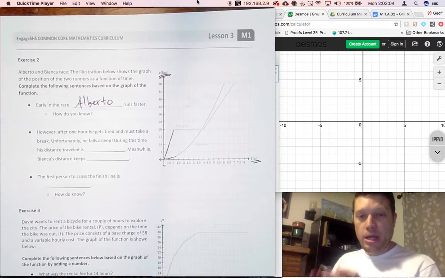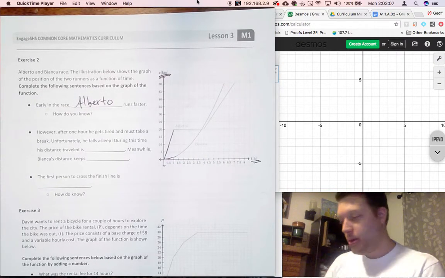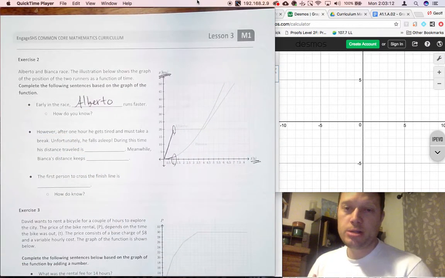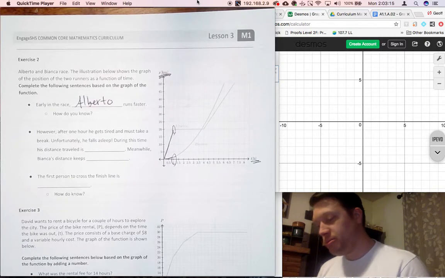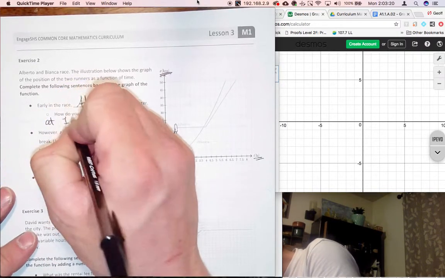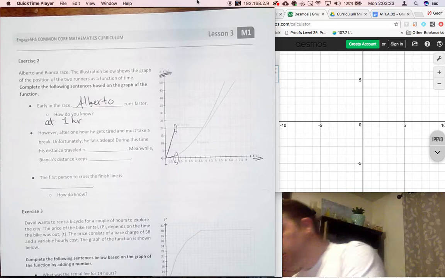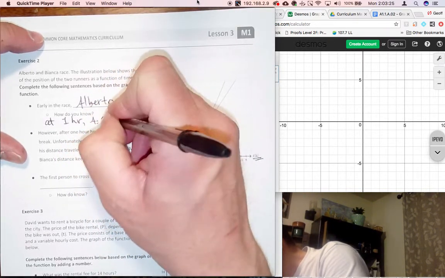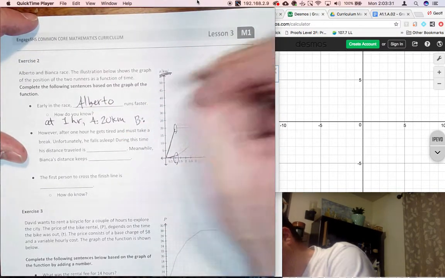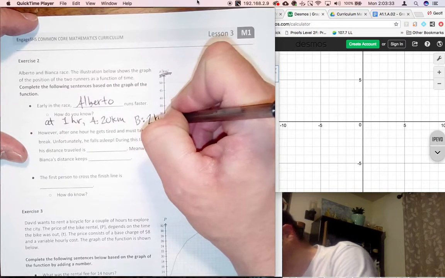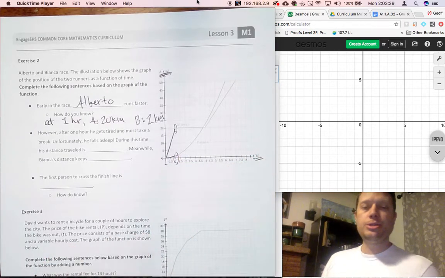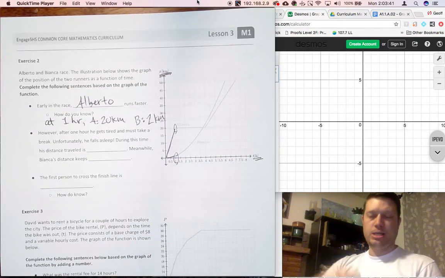But how do we know? In the same amount of time, comparing 1 hour to 1 hour, he runs 20 kilometers while Bianca has only run 3. Okay. So looking at 1 hour, early in the race, Alberto has run 20 km, while Bianca has only run approximately 2. We can see that not only from the steepness of the line, steep, not steep, but literally how much distance has been covered.